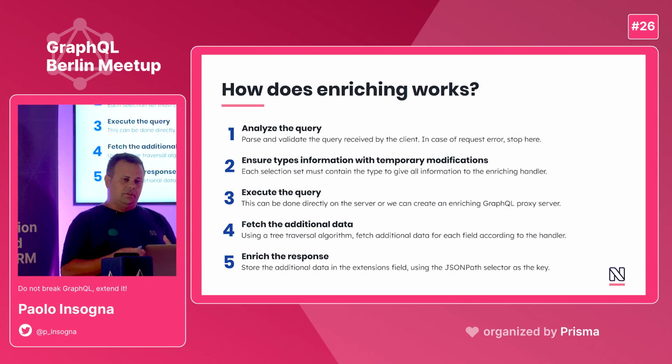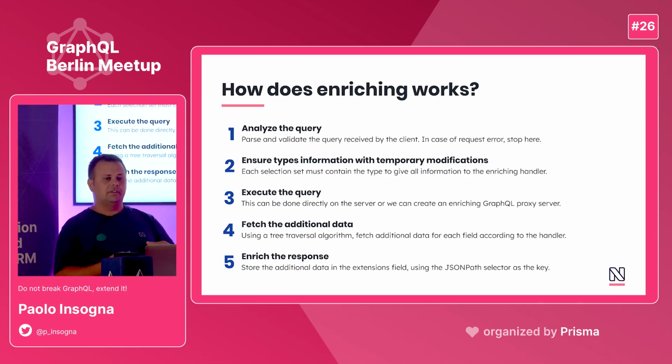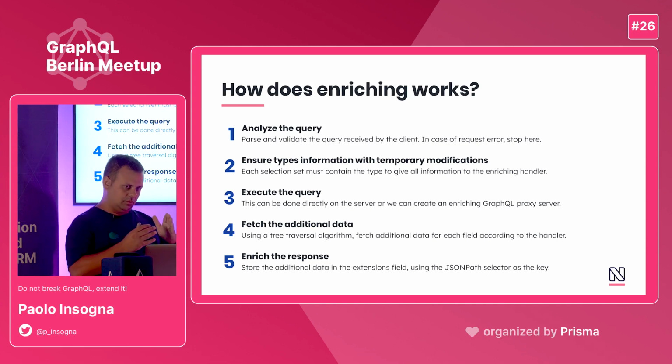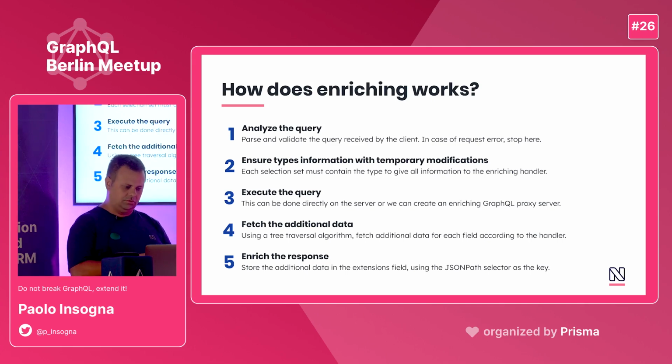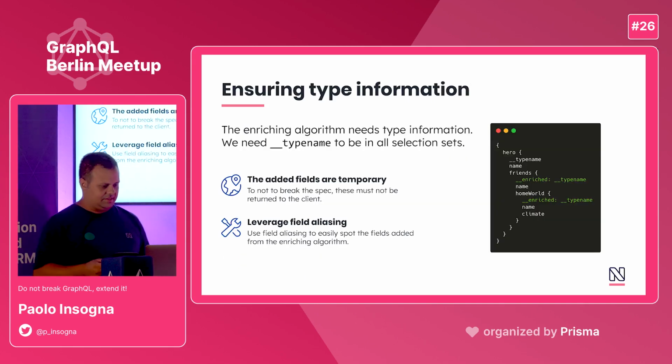This way, it's very easy to implement a GraphQL proxy that, given an input query, will add data in the extensions. This will not break the GraphQL specification because the data is not in the data section but in the extensions, so it's free for the client to use. Let's start from the beginning.